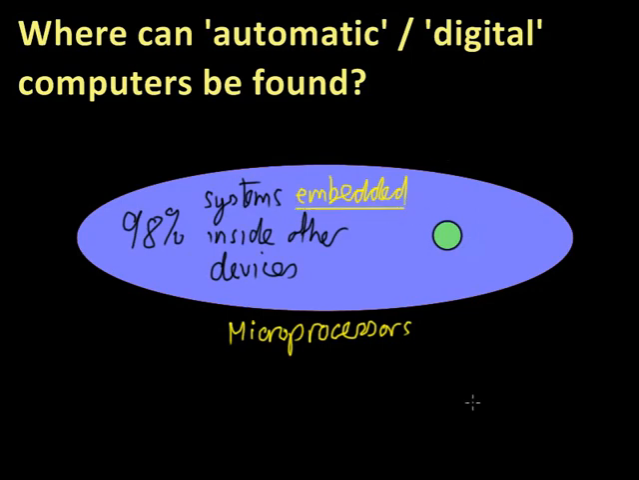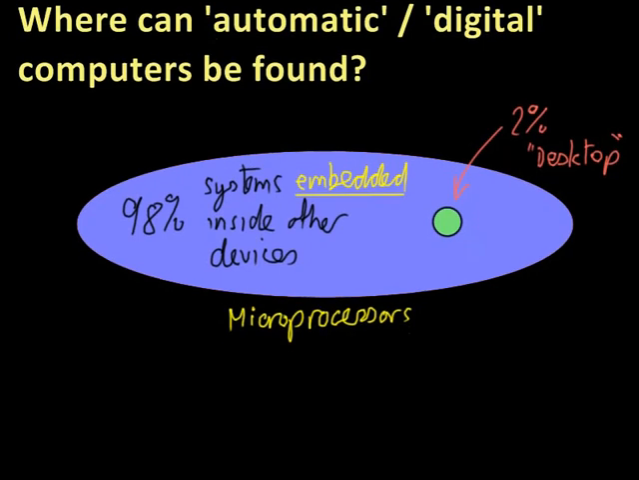This term embedded system is what we're referring to there. Therefore, that leaves only about 2% that are used in traditional desktop machines, which is surprising for some, because desktop machines are clearly a lot more visible to people than these embedded systems. But we'll have a look at where these embedded systems can be found in a second.